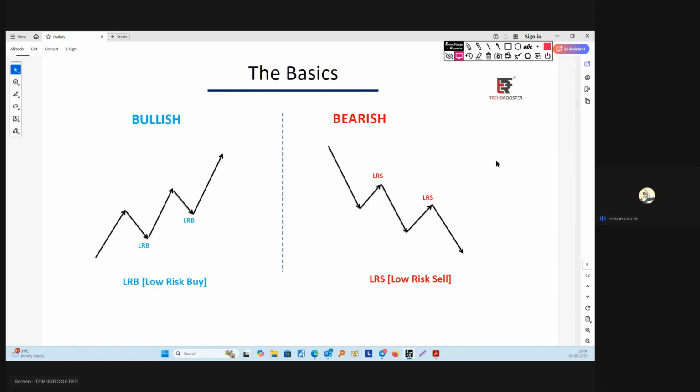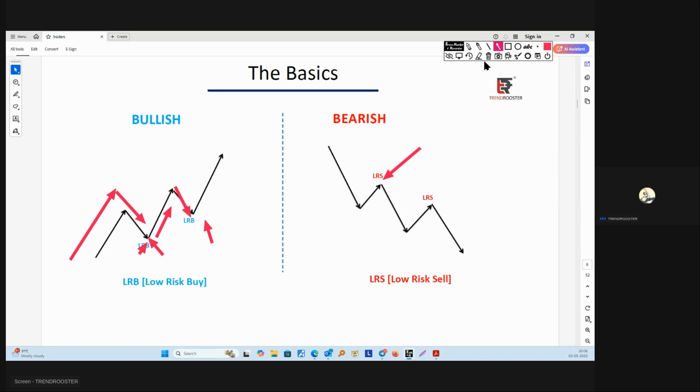But by theory, there is also a low risk sell. This is called a low risk buy, with a low risk sell here. So when the market has expansion and retracement, you buy exactly on the retracement point, and after that it goes up. You guys seeing it? So this is called a low risk buy.